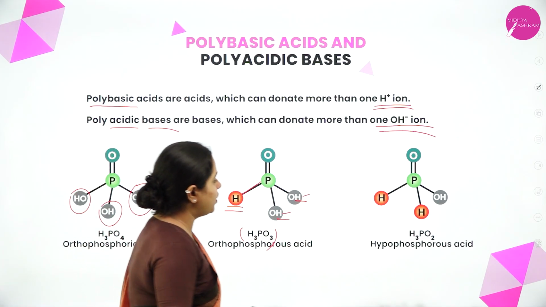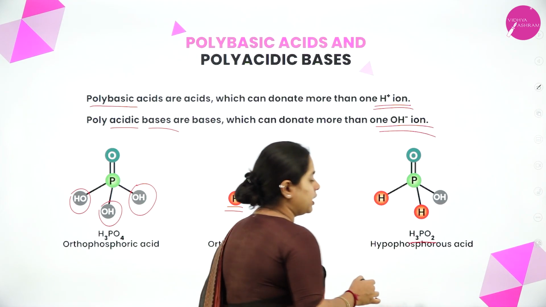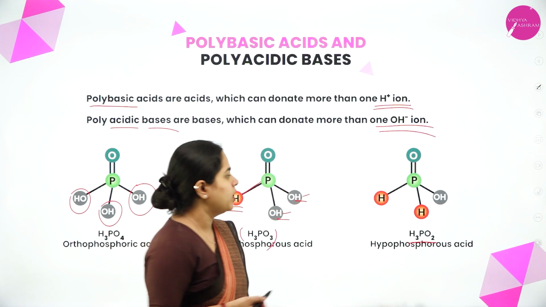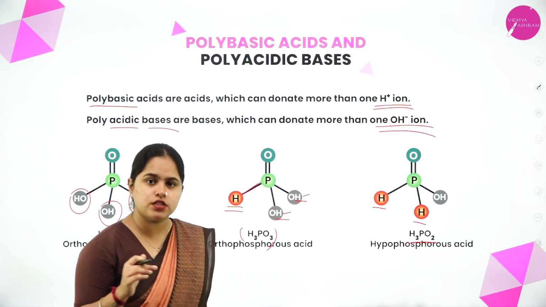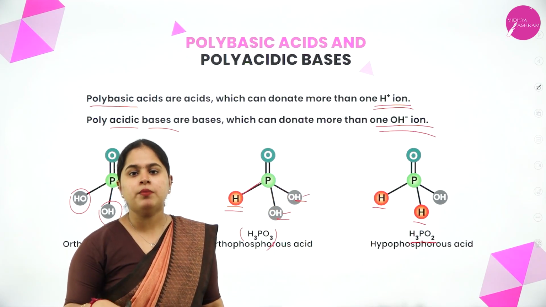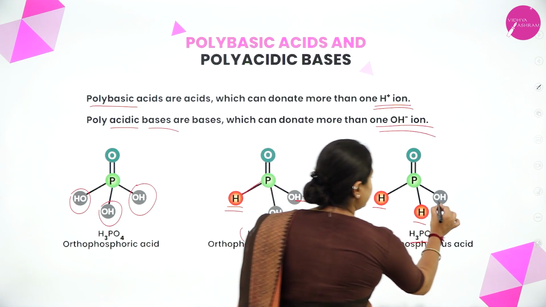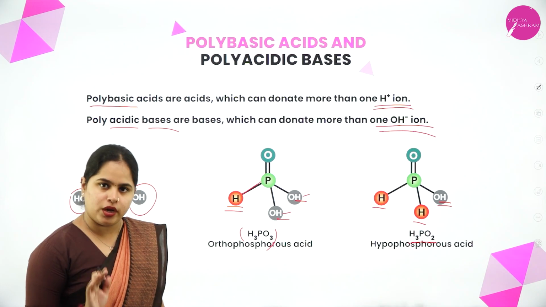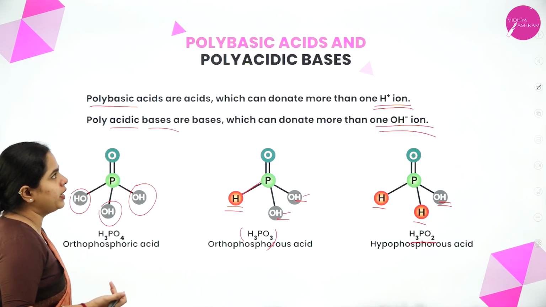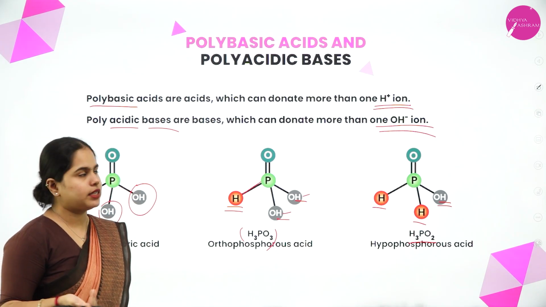Okay. Now the next one is H3PO2, that is hypophosphorus acid. So in this case also these 2 hydrogen atoms are directly attached to the phosphorus. So these won't be able to be donated. So now only one hydrogen is present. So this is a monobasic acid. So I hope it is clear. So these are called the polybasic acids. I hope it is clear.